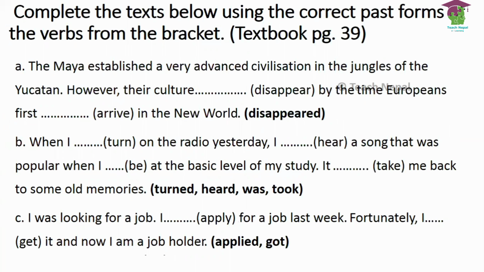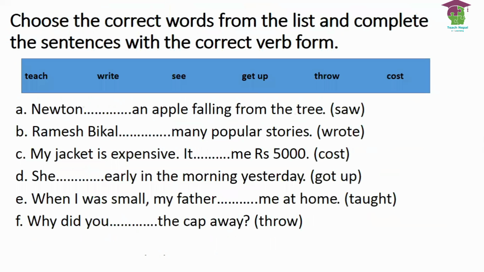You have been given the verb forms like disappear, right? The Maya established a very advanced civilization in the jungles of the Yucatan. However, their culture disappeared, right? I'm the past verb मा लेख्नु पर्ने हुन्छ. B मा चाहिँ turn like turned, I hear, I heard, I was at the basic level, it took me back, right? I applied for a job. Number C, I got it, right? In this way. Now you have to choose the correct verb and write its past form, whichever is suitable in the context.